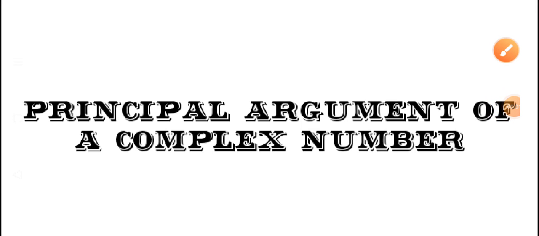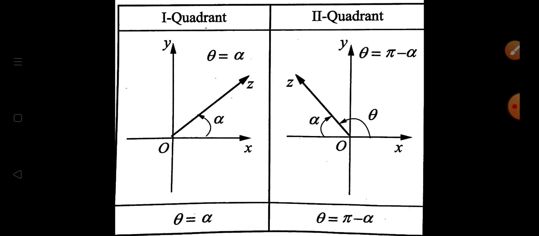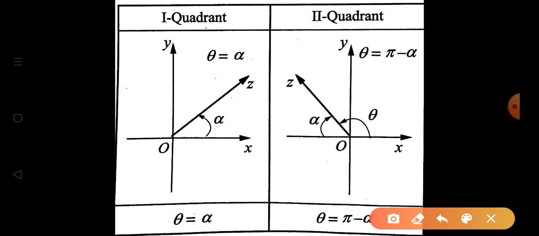Good morning, students. Today we are going to discuss the principal argument of a complex number. First quadrant, listen. Here theta is equal to alpha. The x-axis is the real axis, and the other is the imaginary axis. Here is alpha, so theta is equal to alpha in the first quadrant.